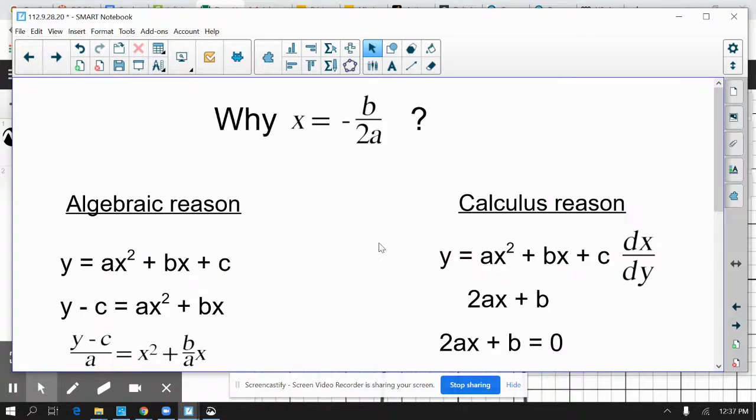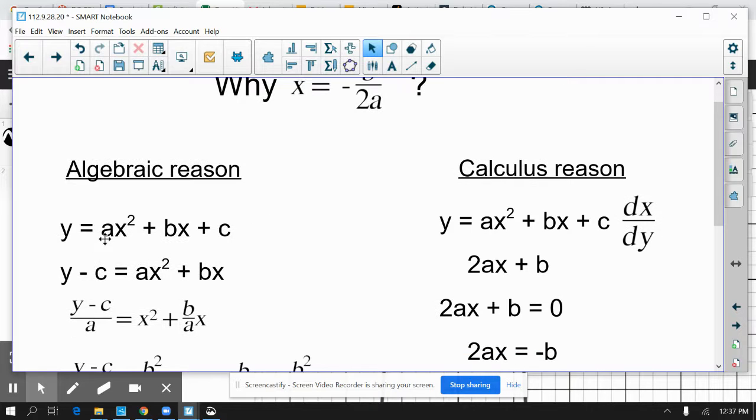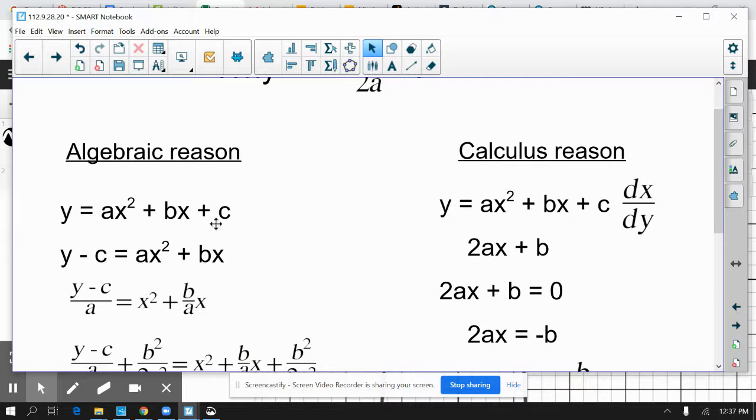So where did this come from? There are two defenses of negative b over 2a. The algebraic reason is much more convoluted here. Here's ax squared plus bx plus c. I'm going to go through this quickly. This is any quadratic. As long as a, b, and c are real numbers, this is any quadratic.